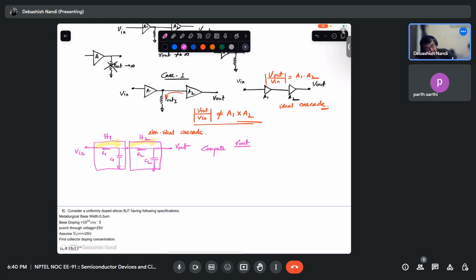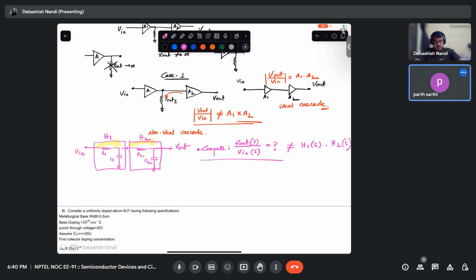V out by V in in the S domain. Then you will see, if you do it properly with KCL and KVL, that it is not simply H1 of S times H2 of S. Okay, do you get what I am asking?